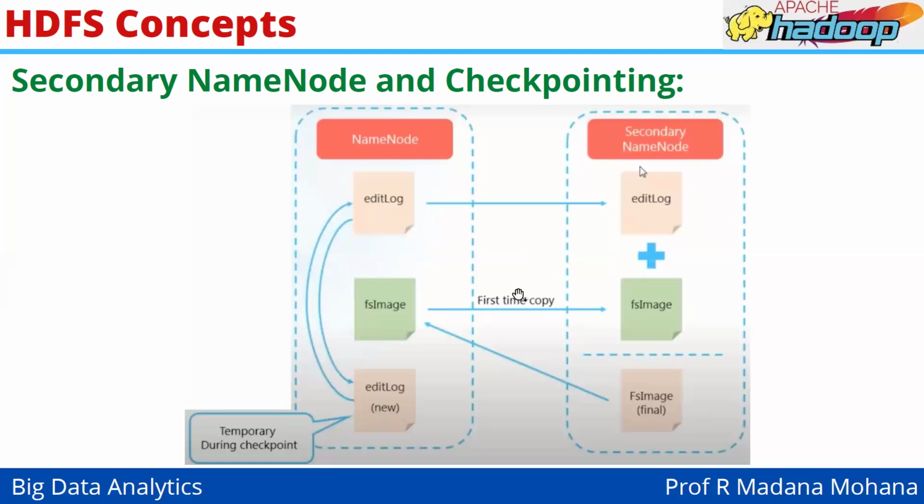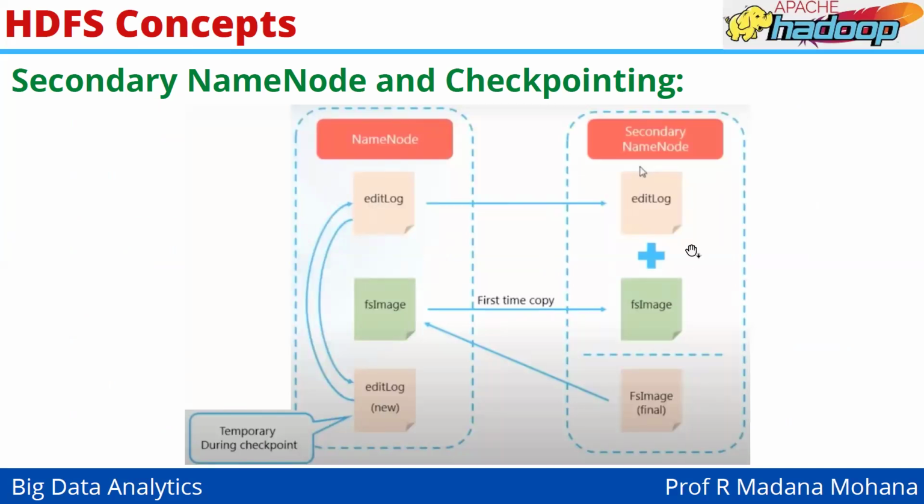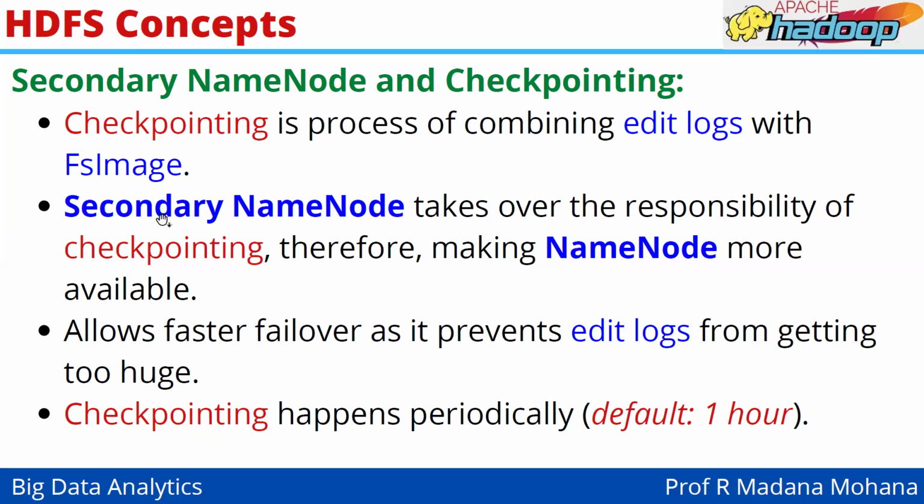Let us see the importance of these two. Checkpointing is the process of combining edit logs with the FS image. Here you can see edit log plus FS image, these two are combined. This is the role of checkpointing. The secondary name node takes over the responsibility of checkpointing, therefore making the name node more available. It allows faster failover as it prevents the edit log from getting too huge. Checkpointing happens periodically. By default it is 1 hour.